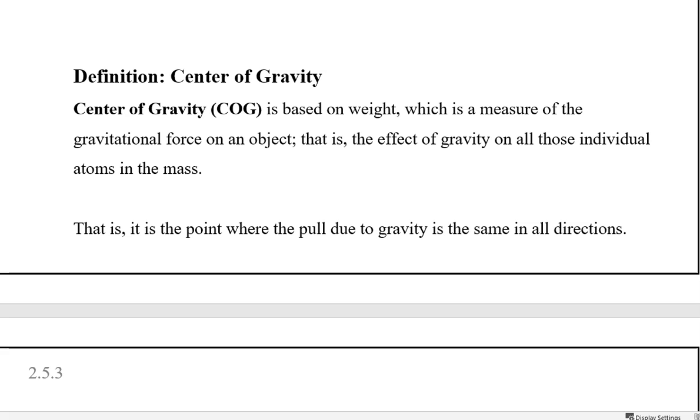Now let's talk about the center of gravity. The center of gravity, or COG, is based on weight. Weight is a measure of force. Basically, it's a measure of the gravitational force on an object. That is the effect of gravity on all those individual atoms that are in the mass. That is, it's the point where the pull due to gravity is the same in all directions.